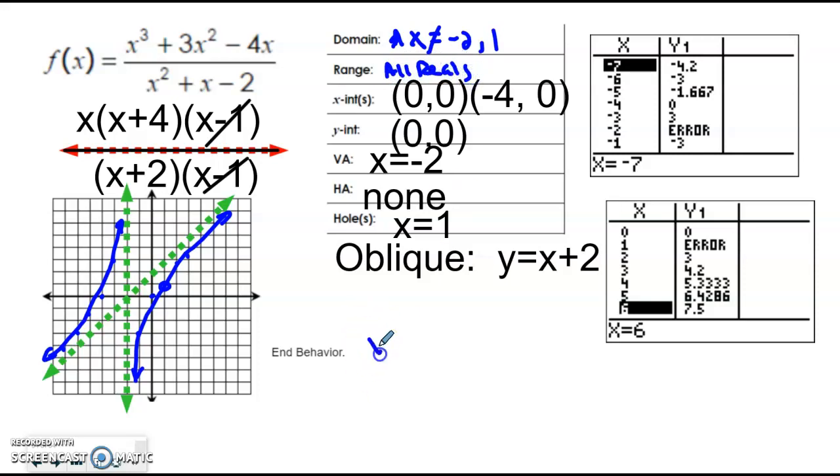Okay? And end behavior. As x goes to infinity, where are my y values going? In this case, it's going to infinity, because as x is getting bigger, my y values are going to positive infinity. As x goes to negative infinity, my y values are going to be going to negative infinity as well.